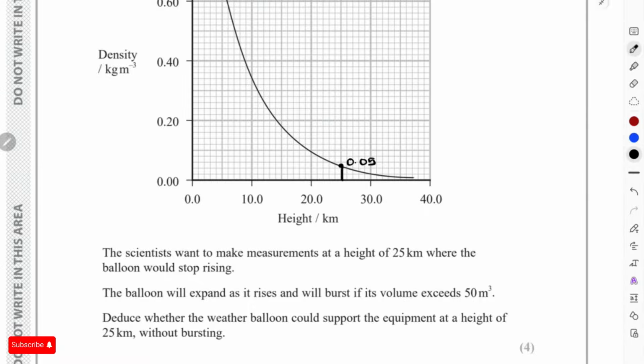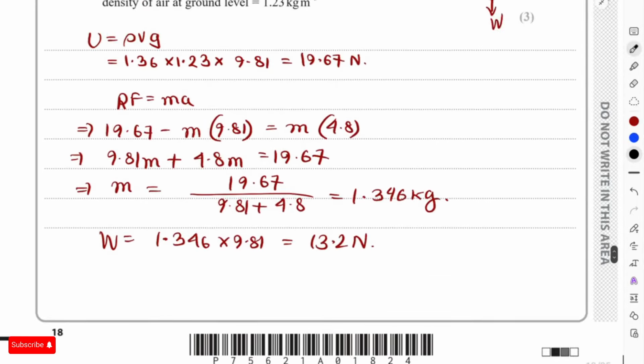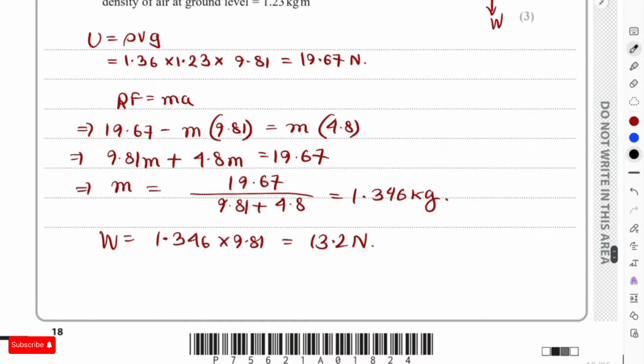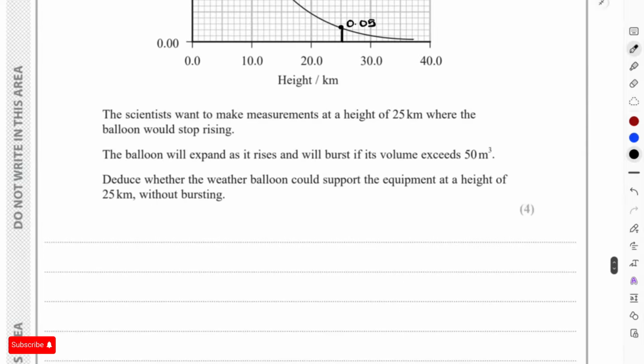We already got that upthrust, which was in this part, 19.67, right? But we're not going to use that because over here it says that the scientists want to make measurements at this height where the balloon would stop rising. By stop rising, it means that at that height, all the forces were balanced, right? That's why the balloon will not move, and that means that weight would then be equal to the upthrust. So upthrust was no longer 19 point something, it will now be equal to your weight that we calculated in part B1, that was 13.2.